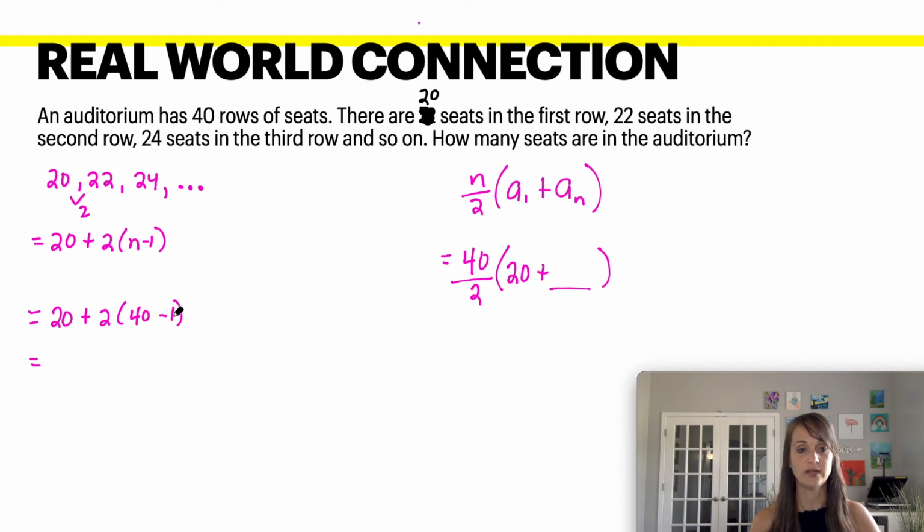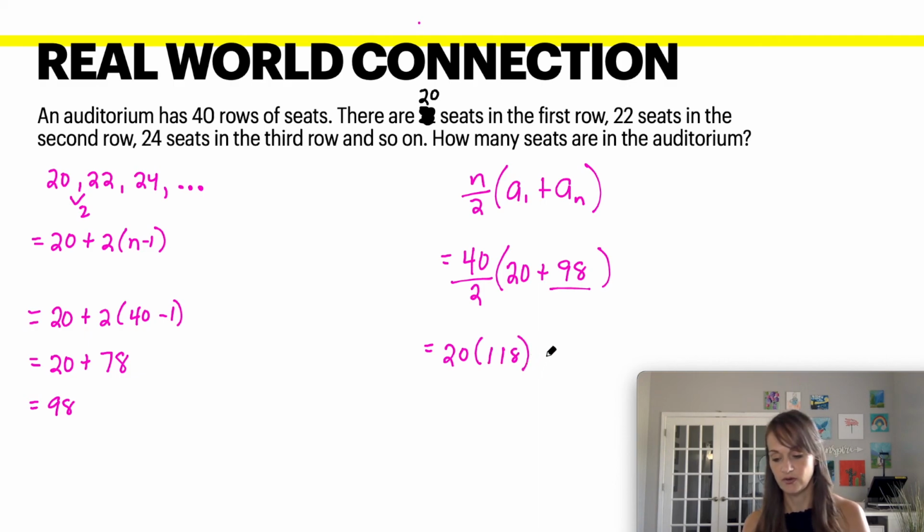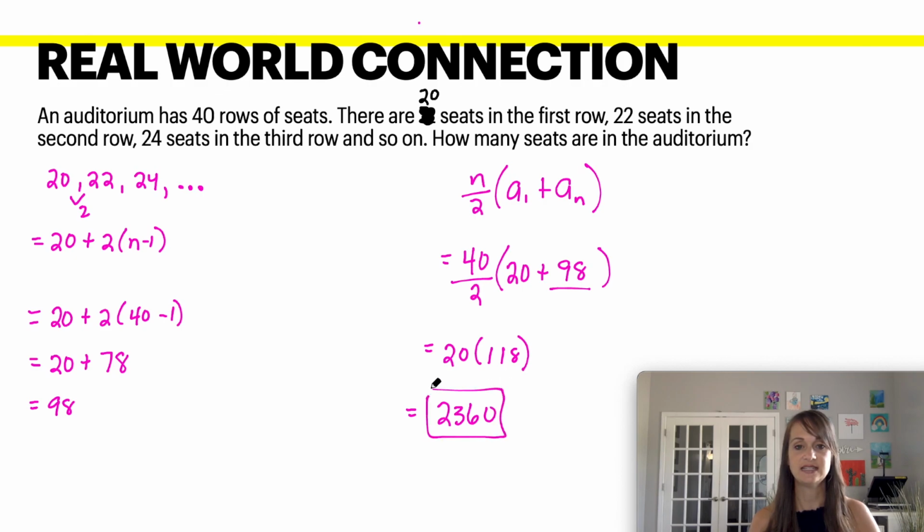So we are going to plug in 40 for n in order to find our answer. 40 minus 1 is 39. And then 2 times 39 is 78. And then 20 plus 78 is 98. So we know that the last row, the 40th row, has 98 seats in it. Now we can actually solve this. 40 divided by 2 is 20. 20 times 118, I'm sorry, 20 times the sum 20 plus 98 which is 118, is 2,360 seats in the auditorium that they can sell tickets for.